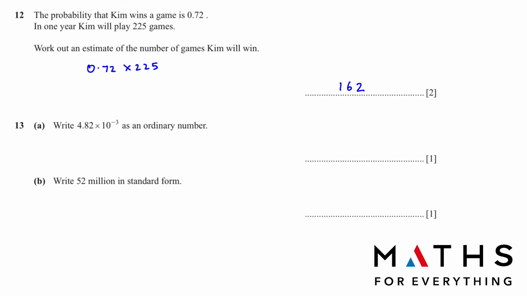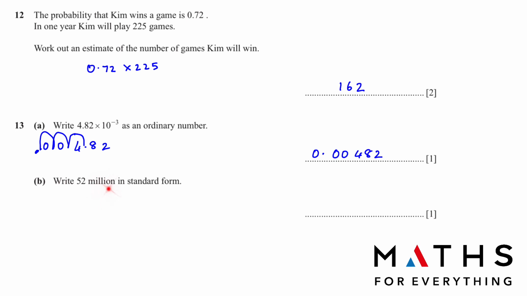Question number 13. Write 4.82 multiplied by 10 to the power of negative 3 as an ordinary number. The power of 10 is negative. So when it is negative, we shift the decimal to the left hand side. 3 times we will shift 1, 2, and 3. And we place the decimal here. We have 2 empty spaces. So in place of that, we have to put 0. So 0.00482 is our answer.